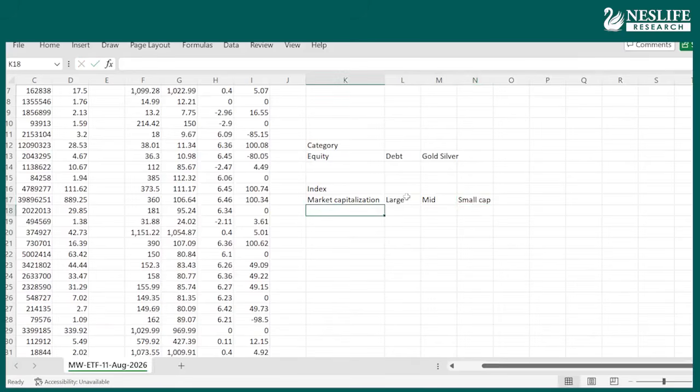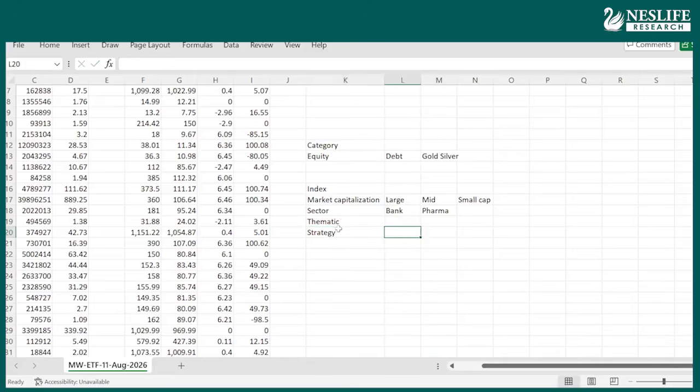Next is based on the sector. There are sectoral ETFs as well, for example, bank, auto, pharma. There are many. Then there are thematic ones like energy, defense, AI, and then strategies. Now these are for the people who have a little more knowledge and more experience.